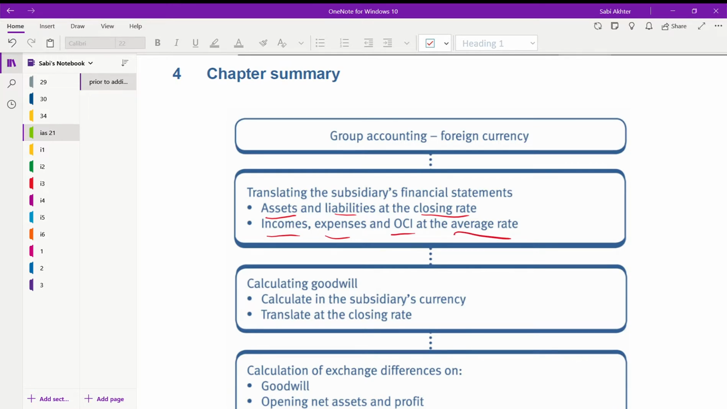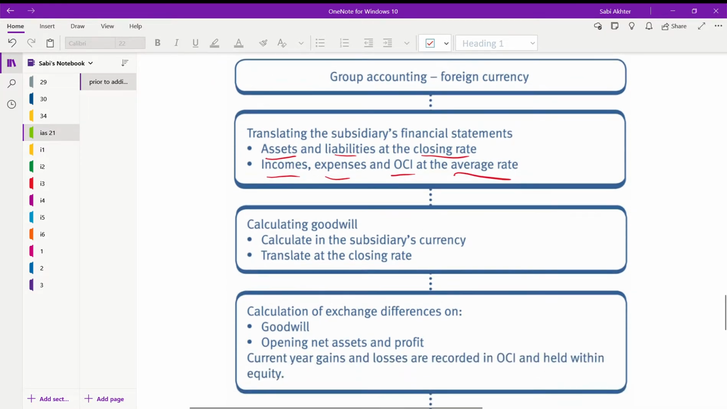Then coming to goodwill. First you have to calculate it in the subsidiary's currency. Remember, when you calculate goodwill, it has to be calculated in the subsidiary's currency. It could be different to the parent's. And then you have to translate at the closing rate. Why closing rate? Because goodwill is an asset, no? This goes in the statement of financial position normally. So all the assets here are translated at the closing rate, so even goodwill will be translated at the closing rate.